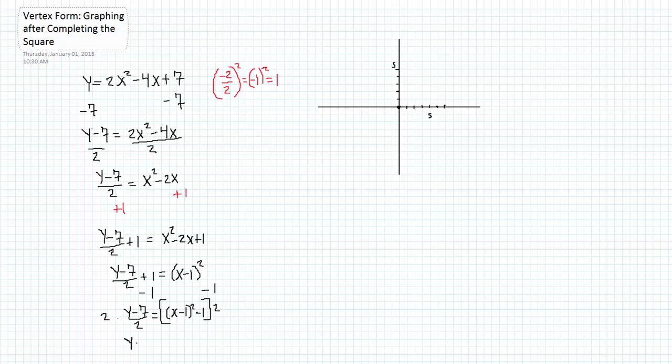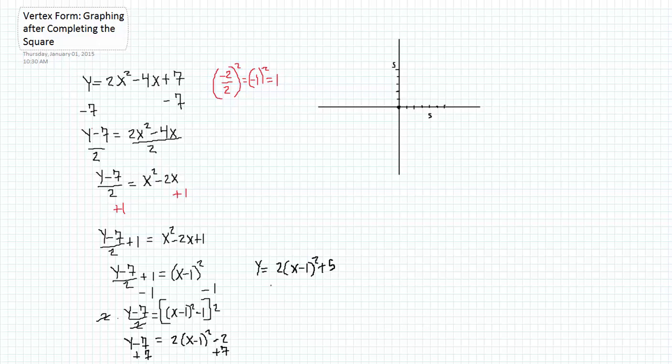So I have y minus 7, because the 2 is cancelled, equals 2 times (x minus 1) squared minus 2. And then I can add 7 to both sides. Right, so I get y equals 2 times (x minus 1) squared plus 5. And again, this is just one way to complete the square. Alternative methods would have required you to factor the 2 from the quadratic coefficient and complete the square on the same side by adding and subtracting 1.